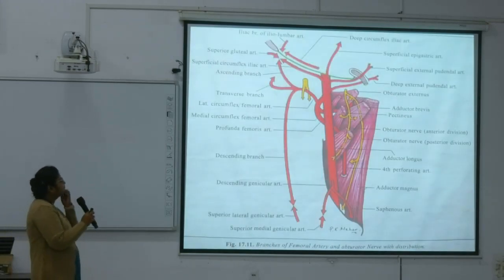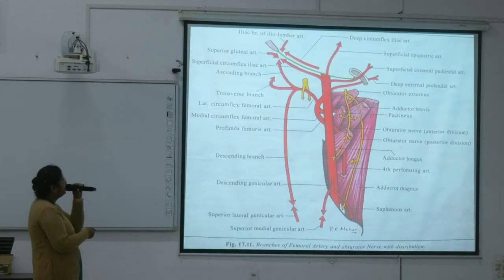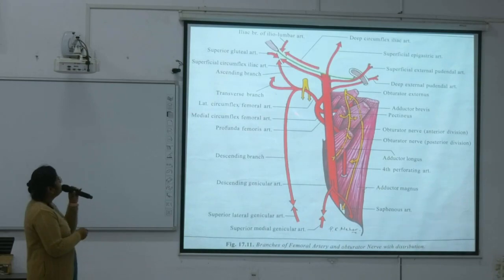Next, different branches of the femoral artery have been shown. These are the three superficial branches: superficial epigastric, superficial external pudendal, superficial circumflex iliac. And this is the deep branch, deep external pudendal. Here is the profunda femoris. Profunda femoris again gives branches: perforating branches, and the lateral and medial circumflex femoral arteries.